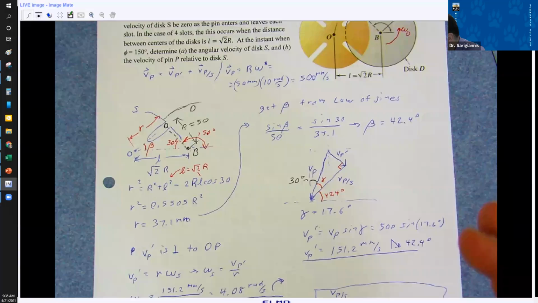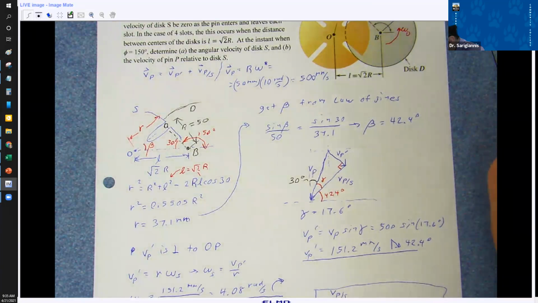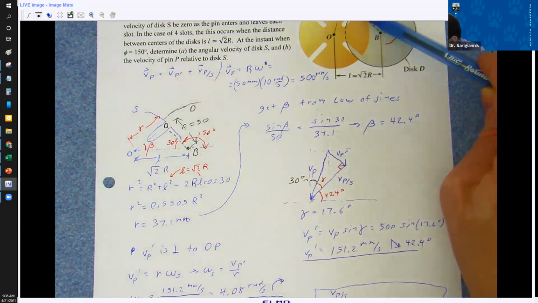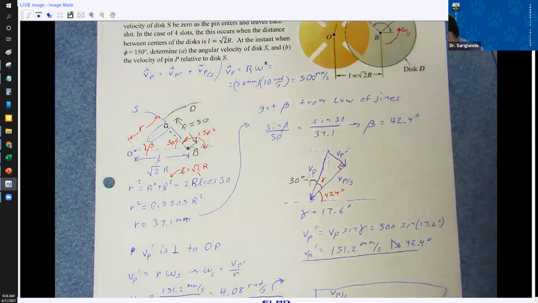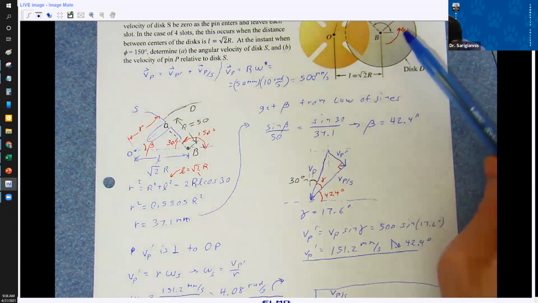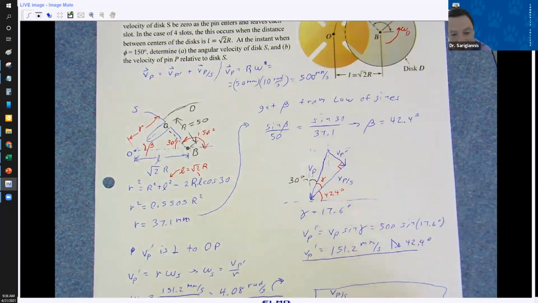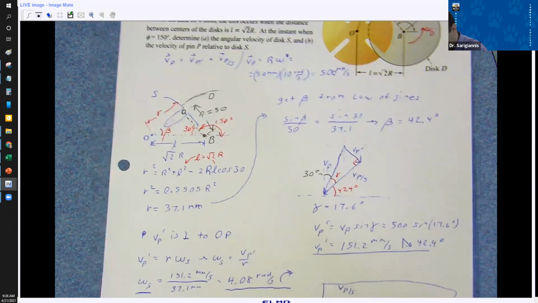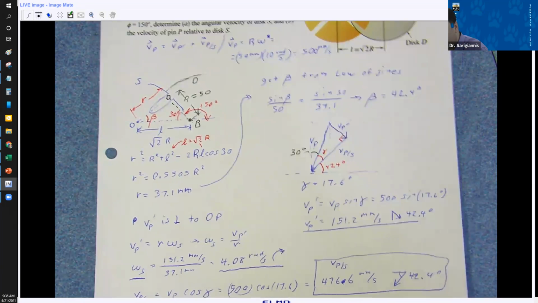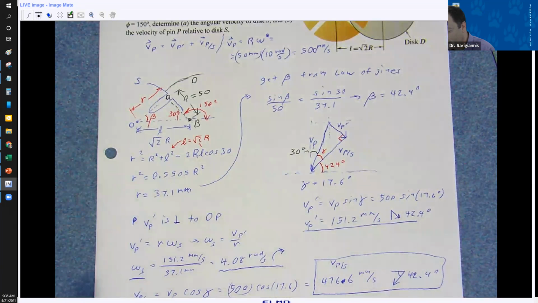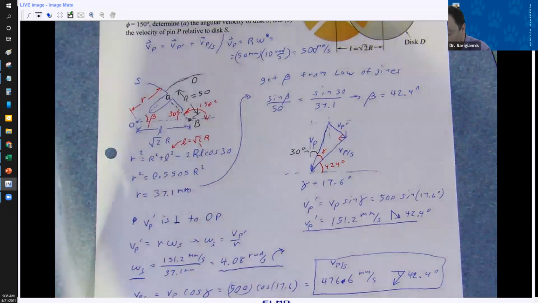And that's why at that instant, 150 degrees, I think that's probably where the 135 comes from. That's where it starts entering the slot. Yeah, that's where it comes from. All right, so this is example 8. I'm going to start example 9 because it's basically right off of this one. It's the same mechanism, except now we're dealing with accelerations.